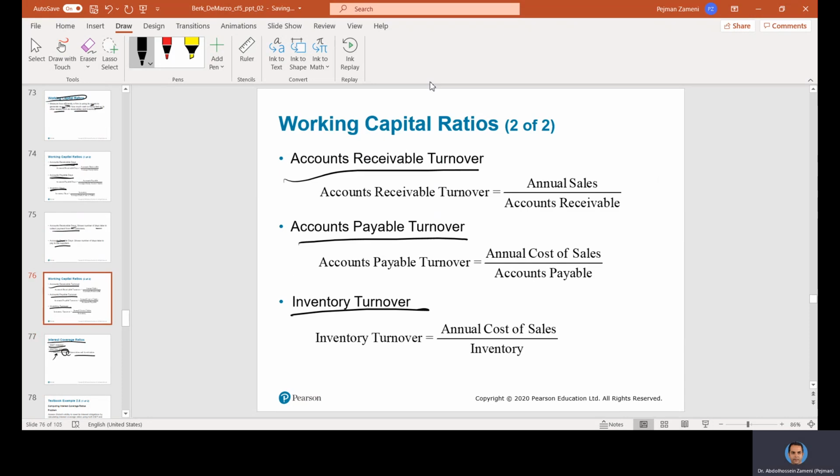Okay, accounts receivable turnover, that's how we measure it: annual sales divided by accounts receivable. Accounts payable turnover is annual cost of sales divided by accounts payable, and the other one is inventory turnover, annual cost of sales divided by inventory.